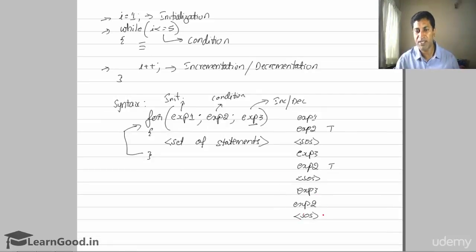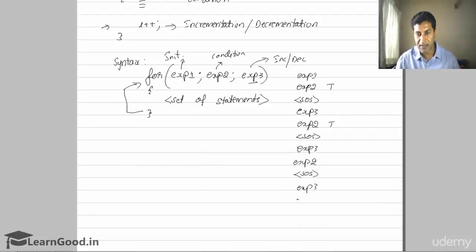So this keeps on going: 3, 2, set of statements, 3, 2, set of statements. After 3, when it goes to expression 2, if the condition is false, then it comes out of the loop. That is, when it goes to expression 3, and from there again to expression 2, if the condition is false, then out of the loop. So this is how the for statement works.